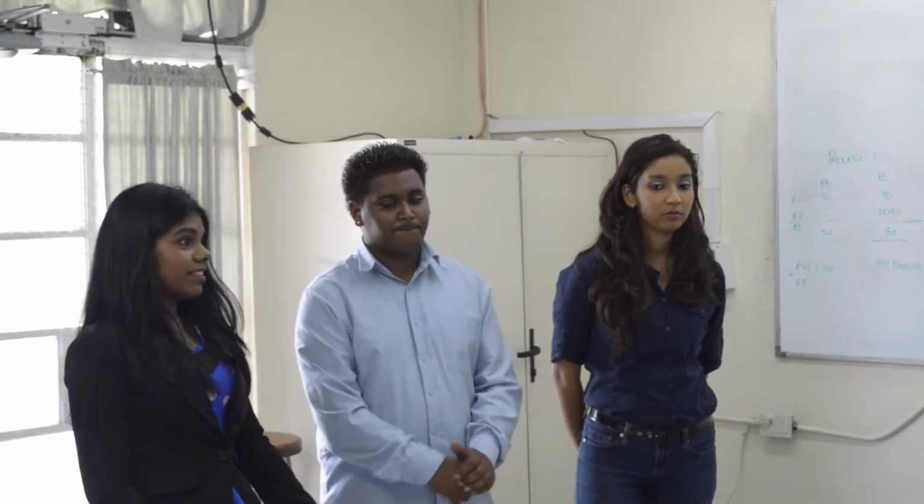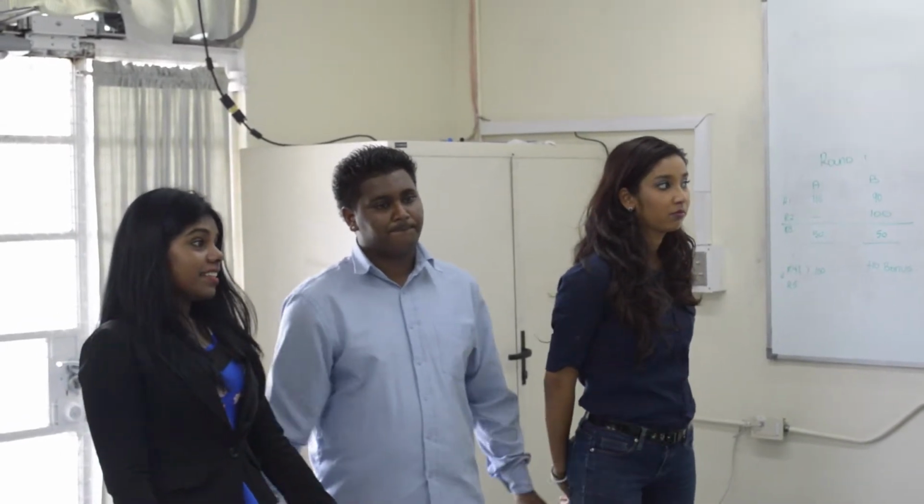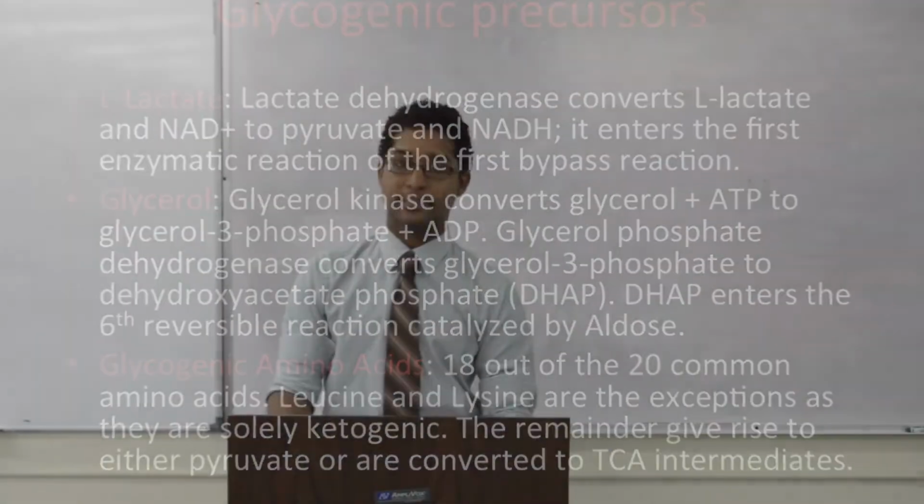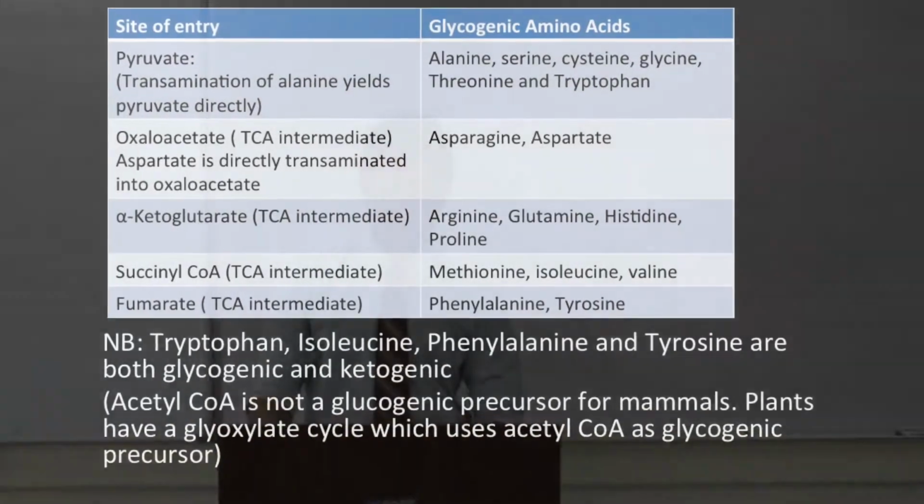Glycogenic amino acids give rise to pyruvate or are converted to TCA intermediates, which generate oxaloacetate. There are 18 amino acids that are glycogenic, and only leucine and lysine are solely ketogenic. Good job, Team A. You've been awarded 100 points. On to the next question.